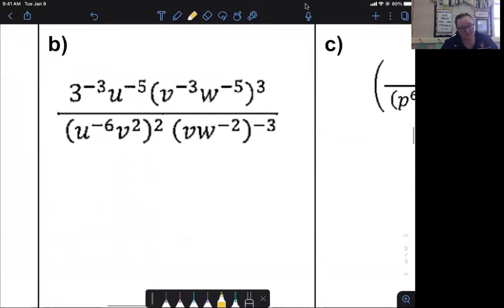So part B, I want you to go ahead and try this on your own. 3 to the negative 3rd times u to the negative 5th times v to the negative 3rd, w to the negative 5th, all to the 3rd, all over u to the negative 6th, v squared, and then square that, times vw to the negative 2nd to the negative 3rd. Go ahead and give this a shot and just see how far you can get without me.